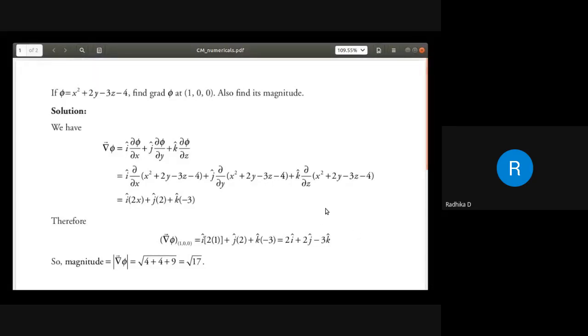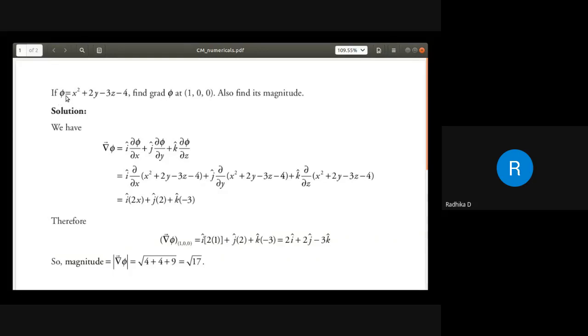So we are going to do two simple numericals. We have been talking about gradient, divergence, and curl, so two very simple numericals we are going to do. First one, this is the question. This is a function phi, a scalar function. We denote scalar functions by phi, and for a vector function we have a vector F or some other form.